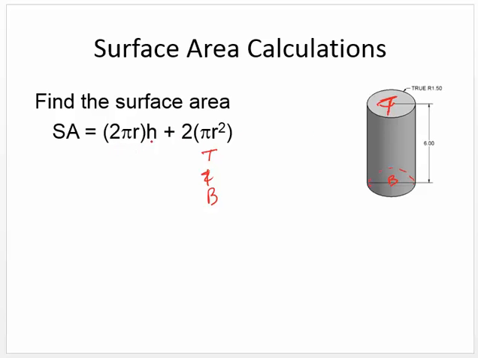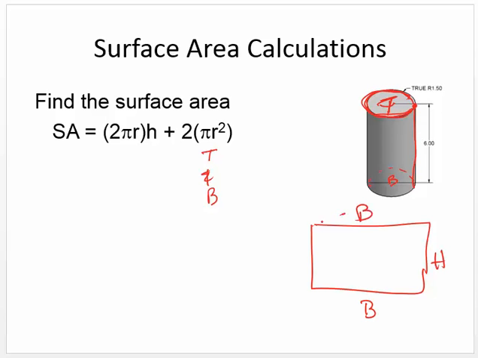Now 2 pi r times h, well, if we start right here, the distance around is the circumference. But if we were to cut it right there and spread it out, we become a rectangle. Well, how do we find the area of a rectangle? It's base times height. That distance around would be this distance right there, which is our base, and which happens to be the circumference. So this becomes the base times the height.